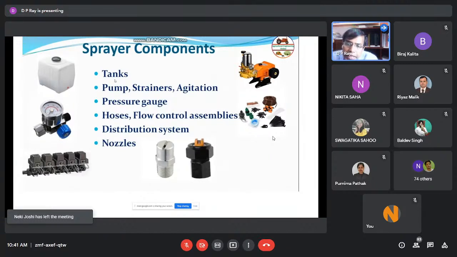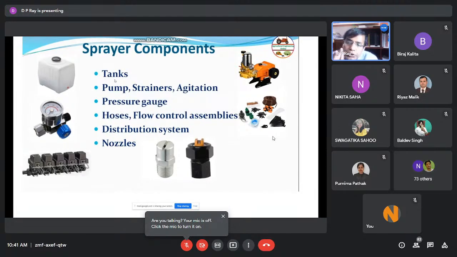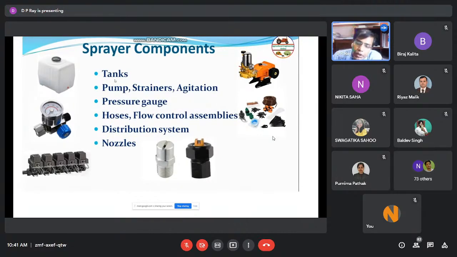Some strainers should be there to filter out materials that are not desirable to enter the nozzles. Some agitation should be there in the tank so that the material always remains in suspension, with no precipitation of the molecules or materials in the tank. So agitation should be there, and some pressure has to be maintained, so a pressure gauge should be there. Some hoses and flow control assemblies are there. Through hoses the application can be done, and the distribution system is also important.